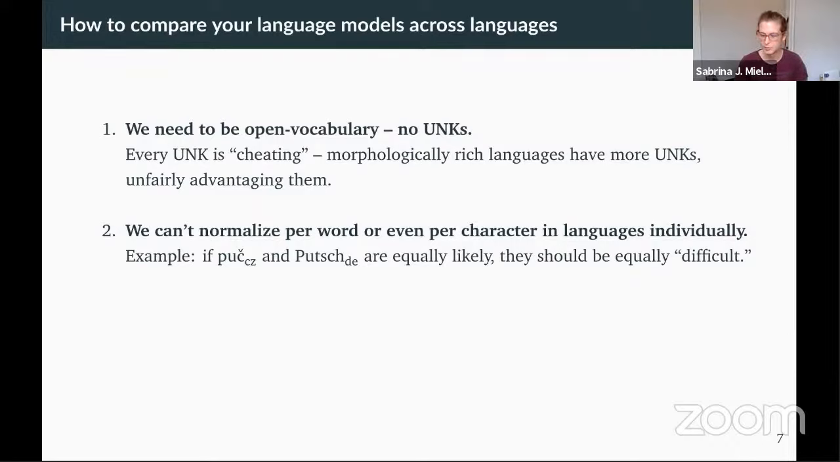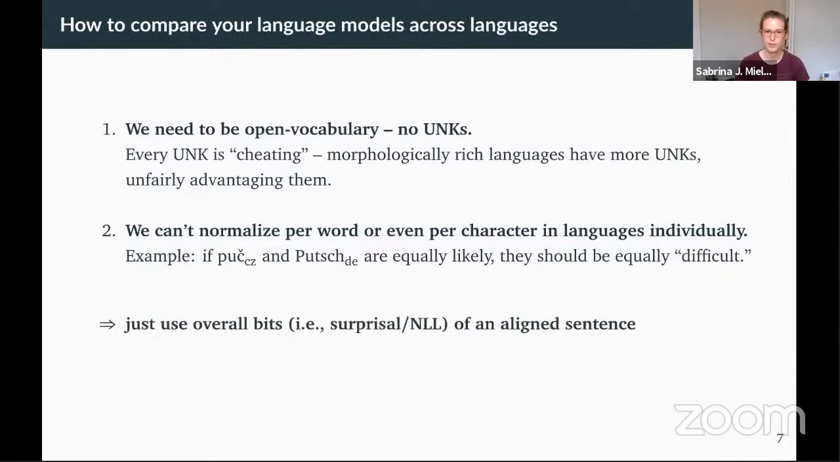Now, there's an interesting side note, because people asked about this. Can we use phonology? That might be an option. We didn't look into this, but that might be an interesting option. Then another thing you might say is, okay, well, you can't do words, but characters kind of work out, right? And there's this neat little example here, putsch, which is the word for coup. It's basically the same in Czech and German. But since the Czech one only uses 3 characters, that's going to look a lot more difficult for a character model, even though not much is happening there. So overall, bits of an aligned sentence in an open vocab model. That's what we're going to measure.